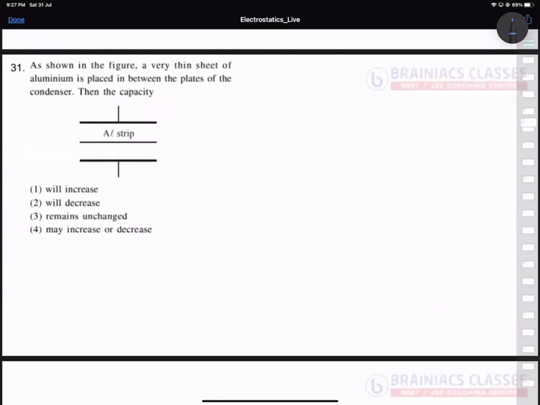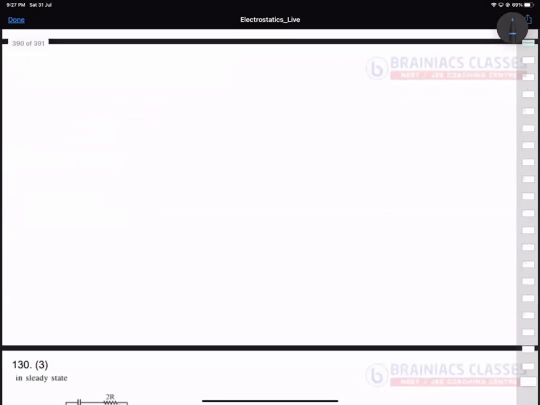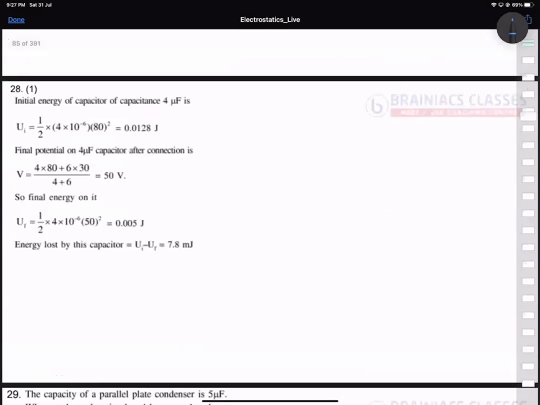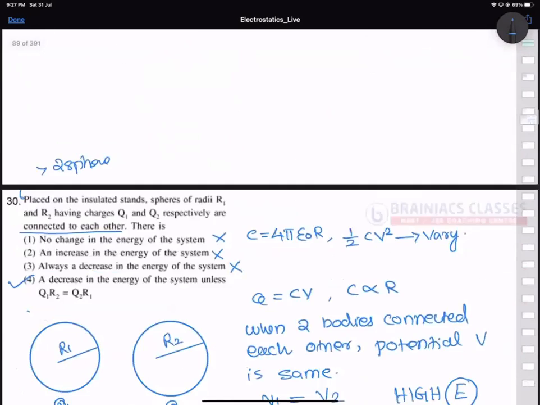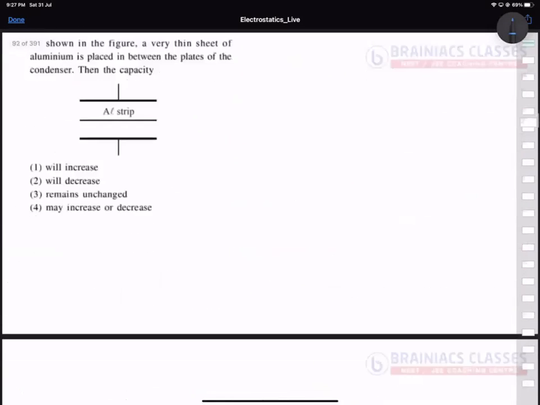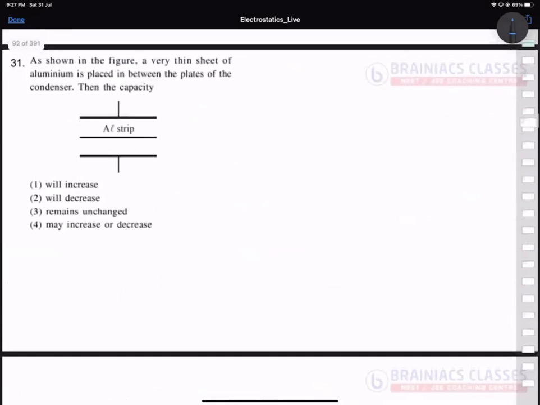What is question number 31 speaking about? As shown in the figure, a very thin sheet of aluminium is placed in between the plates of the condenser. Then, if they place it, what will happen to the capacity?